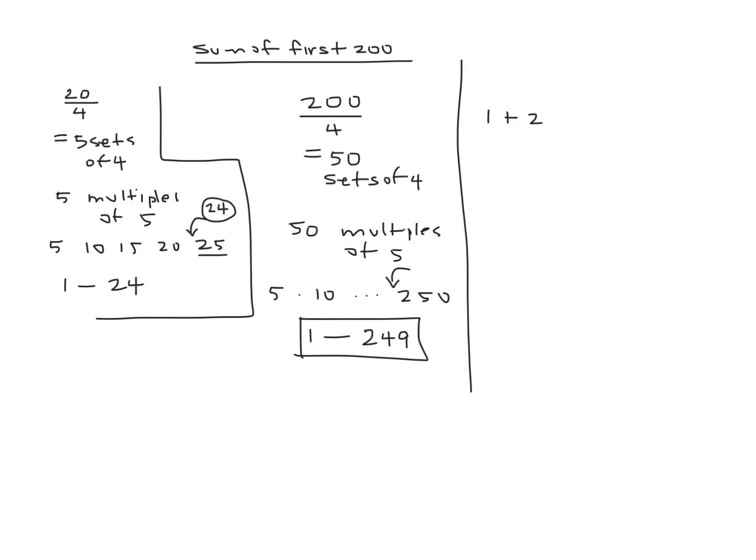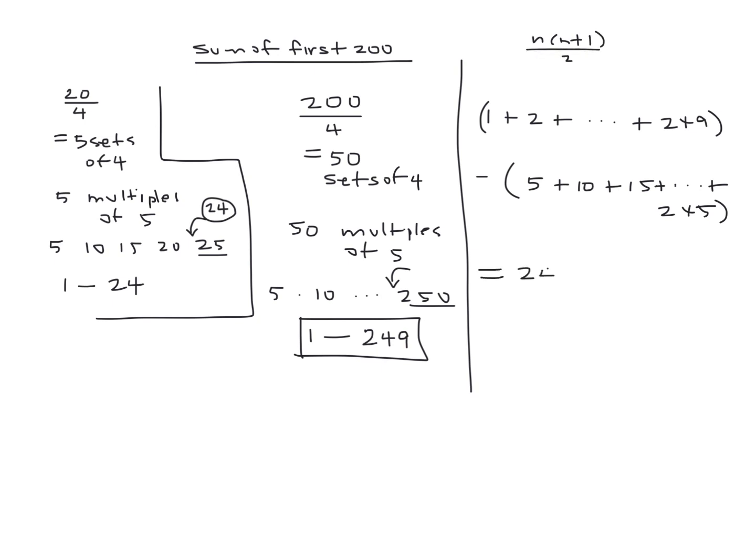We're going to add up all the numbers from 1 to 249. But remember, we have to subtract from that the multiples of 5, which are going to be 5 plus 10 plus 15, all the way up until the last multiple of 5, which would be 245. We're not going to count that 250 because we stopped before we write that. Okay, so this should be pretty straightforward, as long as I don't make any mistakes with that formula, n times n plus 1 over 2. Okay, so the first one is going to be 249 times 250 over 2.